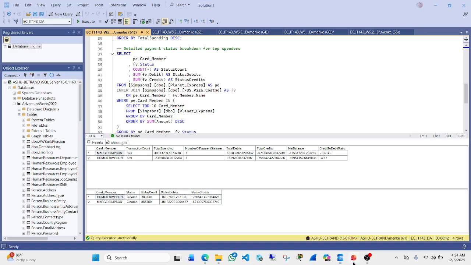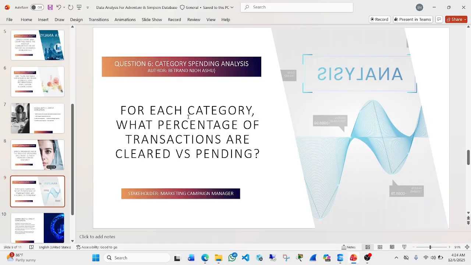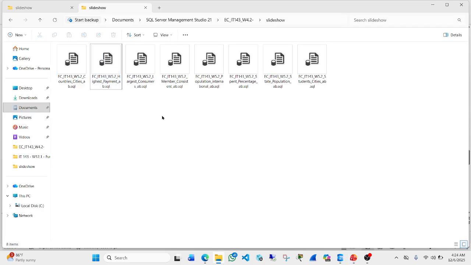The next: for each category, what percentage of transactions are cleared? For each category, what percentage of transactions are cleared? We are looking at consumer.